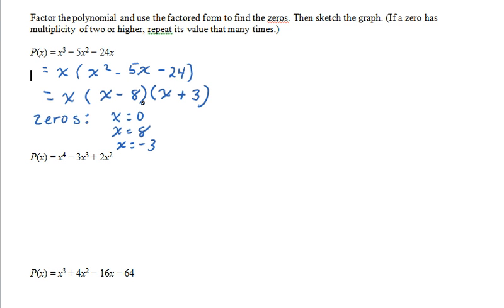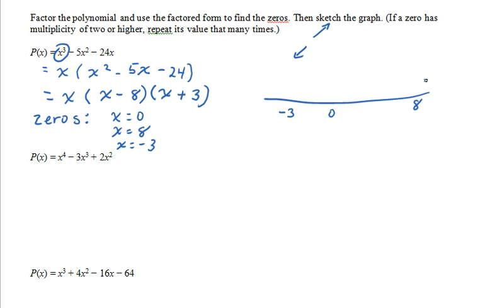Now we also notice that the leading coefficient is 1x cubed. And so the end behavior is going to parallel that we see for y equals x. And so looking at the number line, we have to order our zeros from smallest to largest: negative 3, 0, and 8.